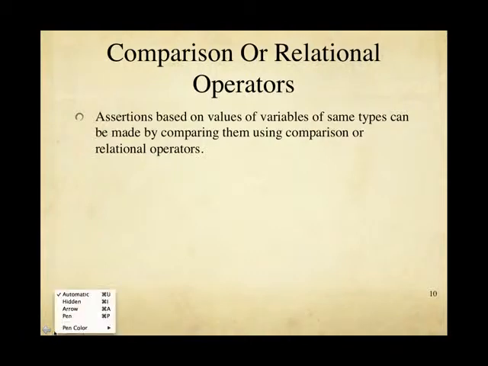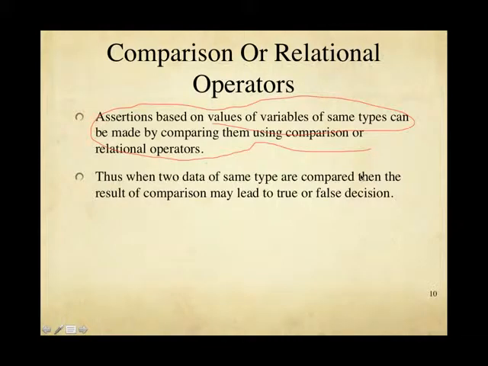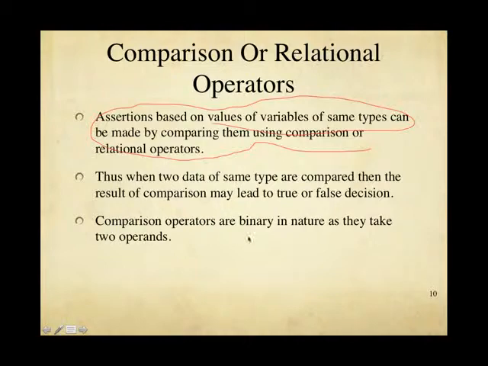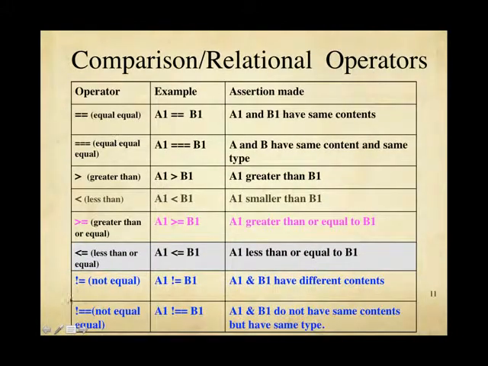An assertion based on values of variables which are the same data type can be made by comparing them using comparison or relational operators. Thus, when two data of the same type are compared, the result of the comparison may lead to a true or false decision. Comparison operators are binary in nature because they take two operands, one on the left, one on the right. So what are the comparison operators? There are 6 of them, and one has to be very careful with these.